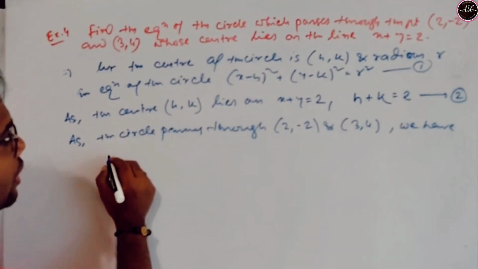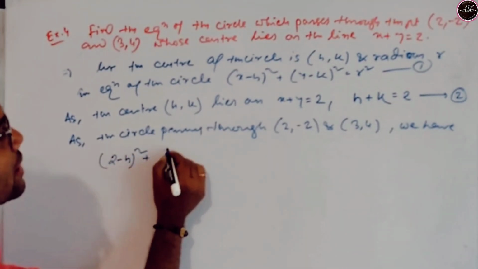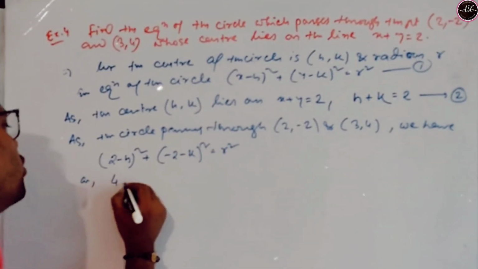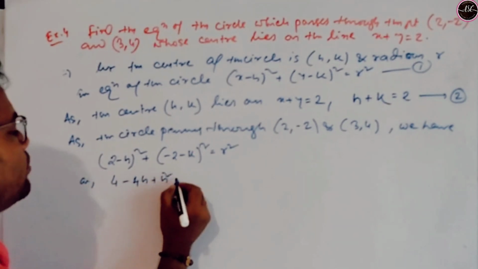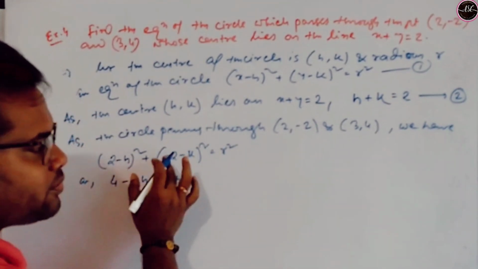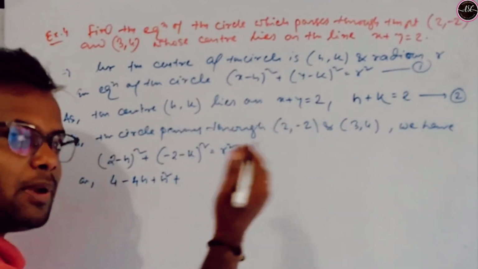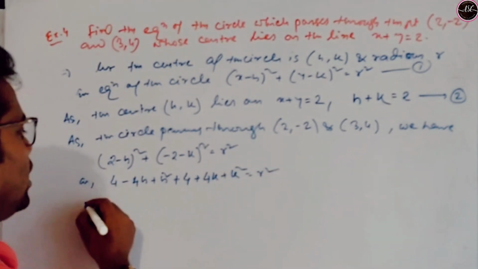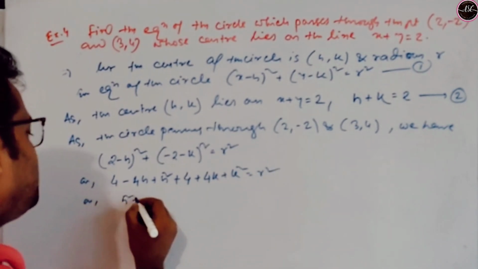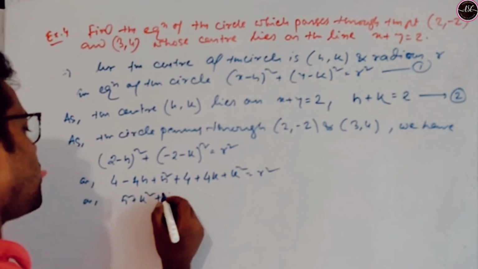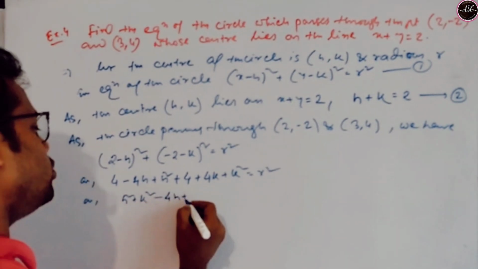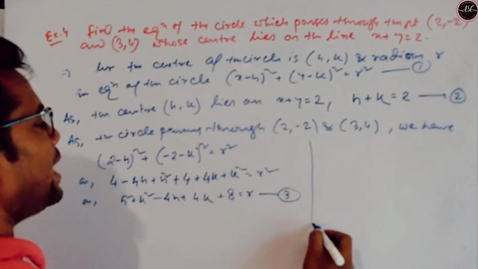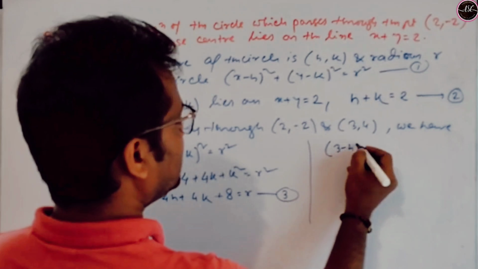So we have firstly (2 minus h) whole square plus (minus 2 minus k) whole square equal to r square. Okay, so just simplify this. 4 minus 4h plus h square plus, if we take minus common from this, this will be (2 plus k) and minus square will be plus. So here we can write plus 4k plus k square equal to r square. Okay, so we have h square plus k square minus 4h plus 4k plus 8 equal to r square. This is equation 3.